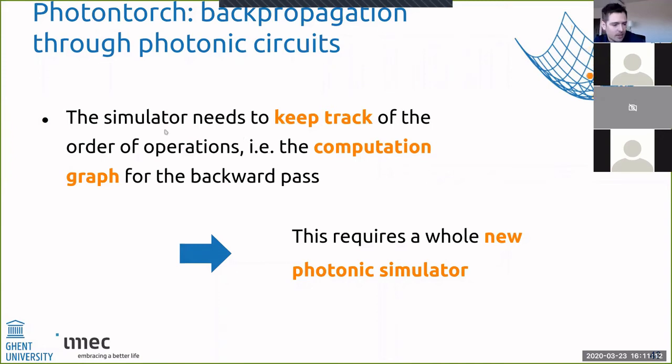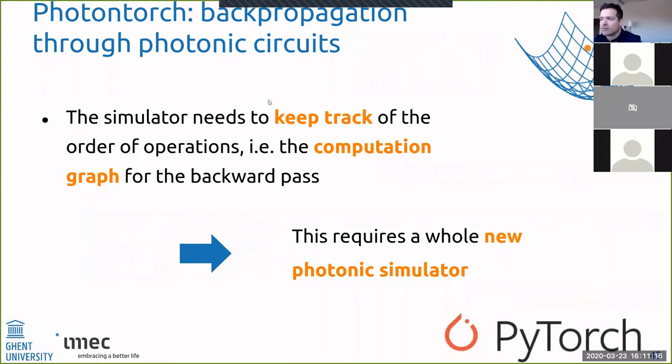However, luckily, we can stand on the shoulders of giants here and use the countless hours of machine learning research to our advantage. And we can use one of the many well-established machine learning libraries like PyTorch to help us take care of the tracking of the order of operations and so on. And this is what we did. We basically re-implemented parts of the Caphe photonic simulator from scratch to obtain a simulator which I call Photontorch.